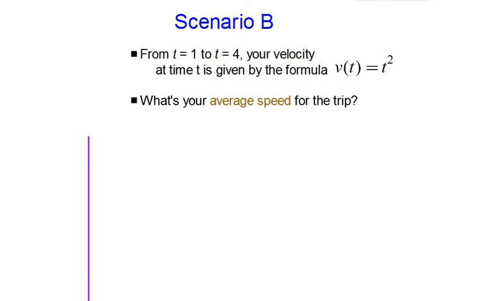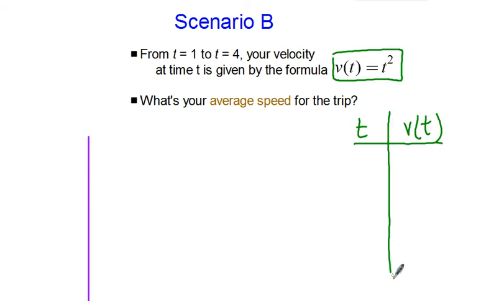Scenario B, not so simple and straightforward, but let's make an effort to understand it anyway. What is this saying, first of all, that the velocity at time t is t squared? Well, let's stop and think. This is telling us that if we input a time value, let's say 1 p.m., 2 p.m., 3 p.m., 4 p.m., the speed that we're driving at that particular time is simply the square of that time value. So we'll write 1 squared, 2 squared, 3 squared, 4 squared.